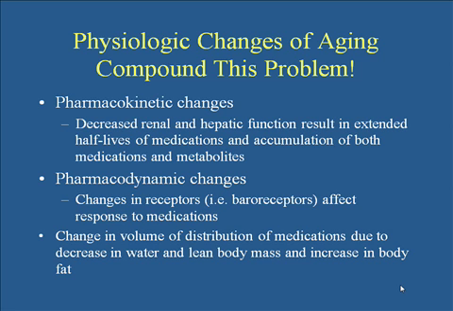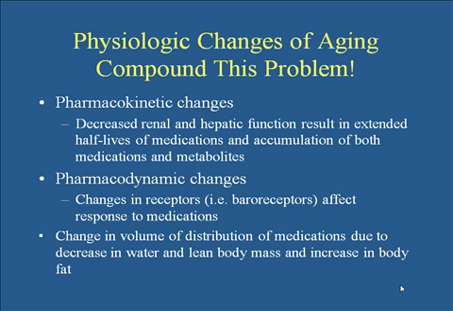And these receptors can become more sensitive to the medications as we age. The volume of distribution of medications changes. This is more of a pharmacokinetic change again. But as we age, we get a decrease in total body water and lean body mass, and an increase in body fat. So many of the medications that are water soluble, since there's less water on board, the actual concentrations of the drugs are higher.